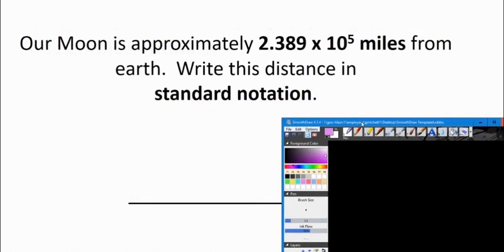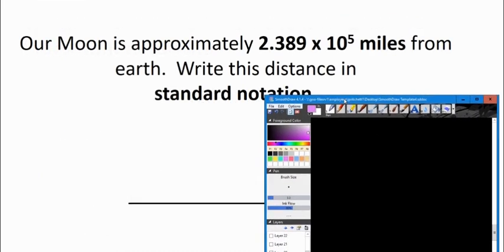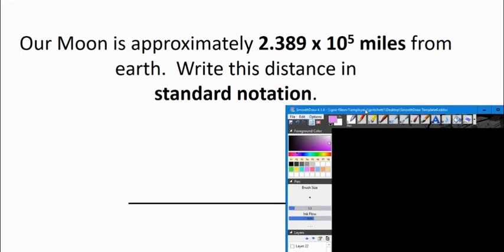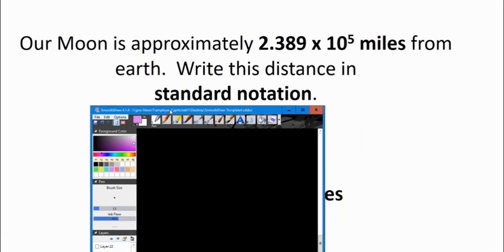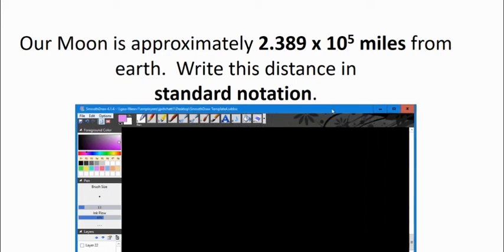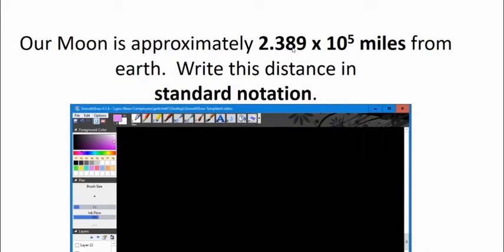This one says our moon is approximately 0.389 times 10 to the 5th power miles from Earth. Write this distance in standard notation. So now what we're doing is we're going to convert this to numbers that we're used to. And it should be pretty easy. We just write this number. I'm going to use a different color. Let's use green. So we just write 2, 3, 8, 9, and it's got 5. I'm going to put a few zeros here, just for placeholders.